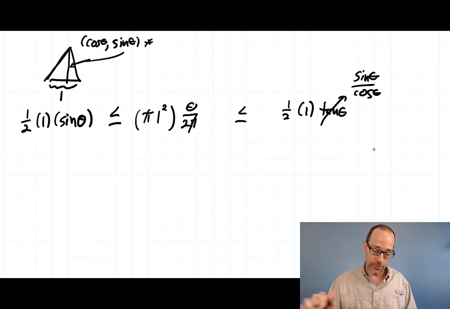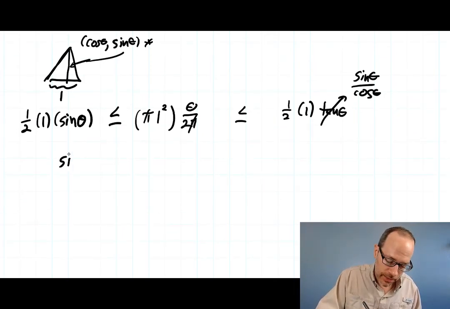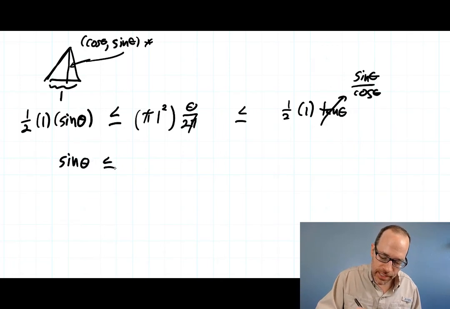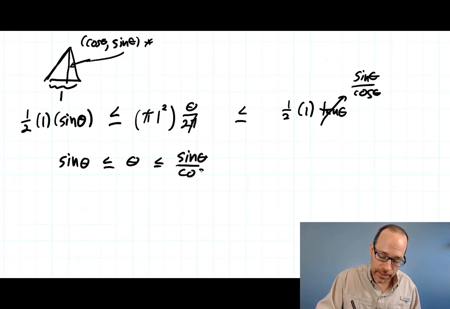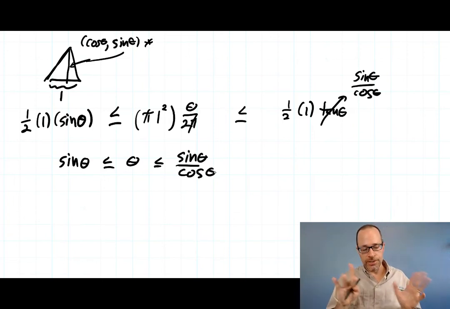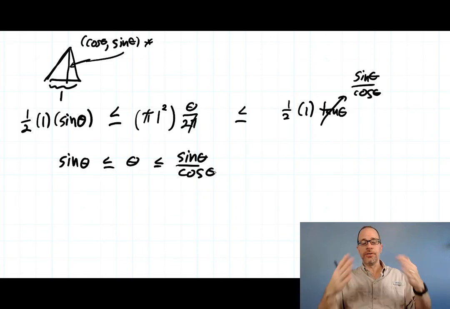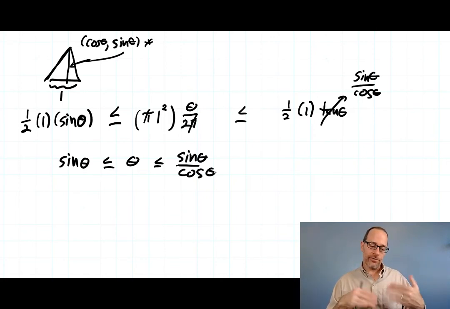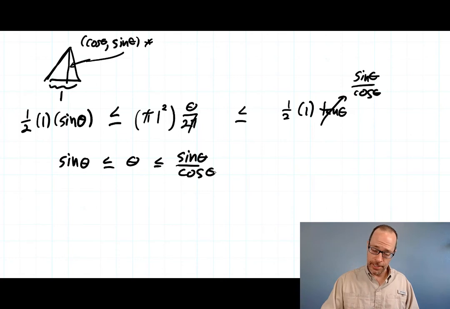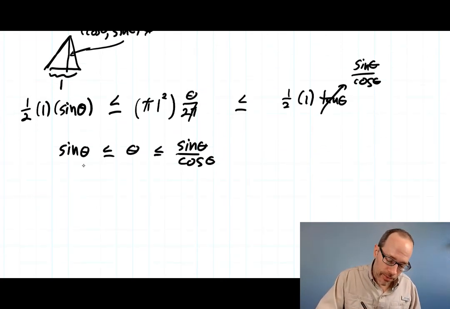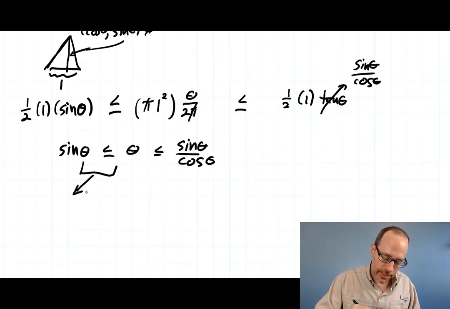All right, so we've got a bunch of halves. Let's multiply through and kill all the halves, and we get sine of theta is less than or equal to theta, less than or equal to sine theta over cosine theta. I'm working just with theta bigger than 0 here. You can do a similar argument with negative thetas, and you get the same result in the end. Anyway, these two guys get together and say that if you divide by the theta on both sides, sine theta over theta is less than or equal to 1.